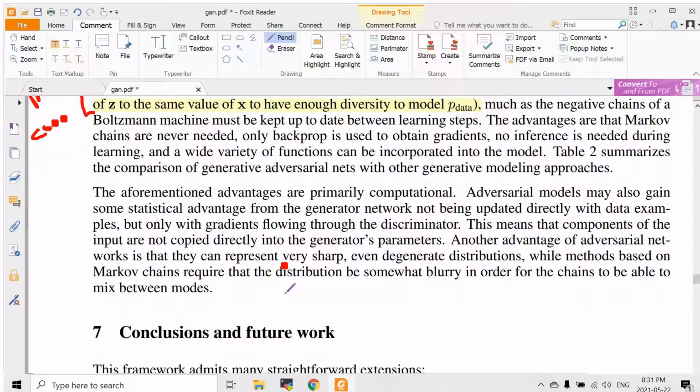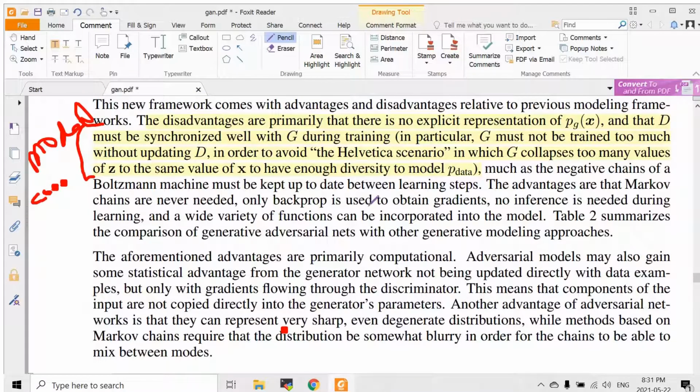There are, as with negative chains of Boltzmann machines, but we're not going to talk about Boltzmann machines. The advantages are that Markov chains are never needed. This is another interesting thing. Before that, they were needed, and apparently there are papers afterwards that use Markov chains along with the GANs to try to improve them, while the whole objective here was to avoid Markov chains and complicated mathematical models.